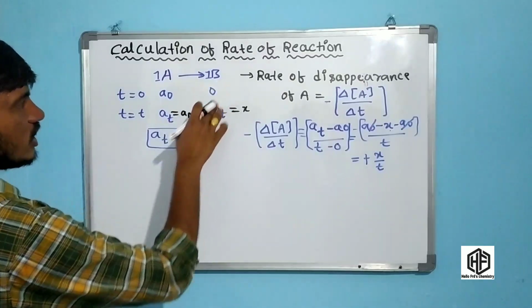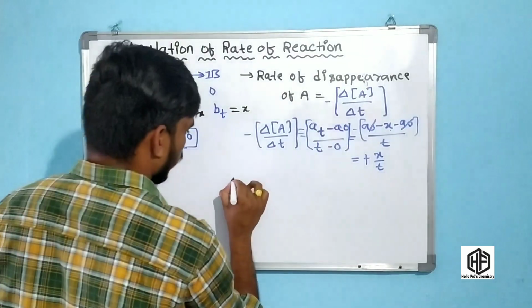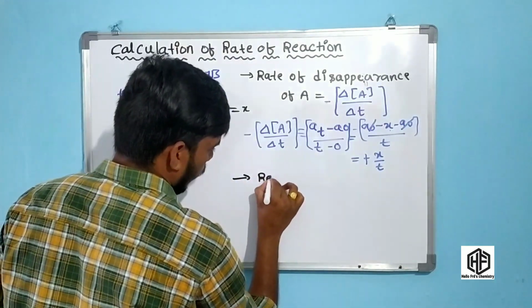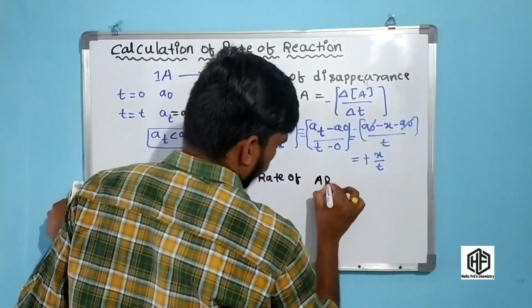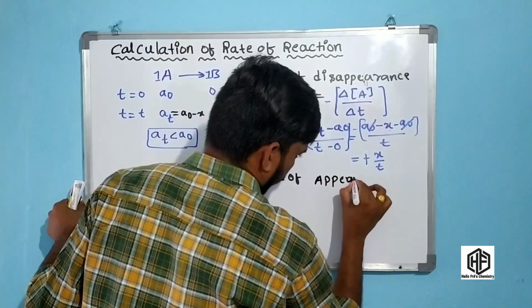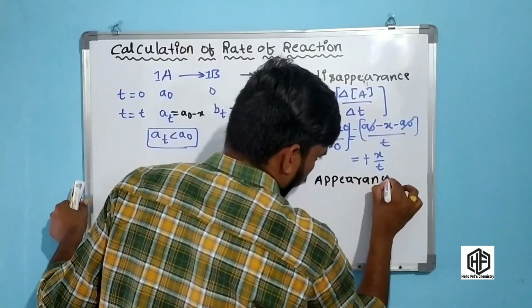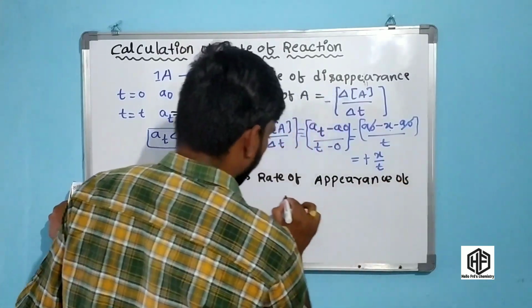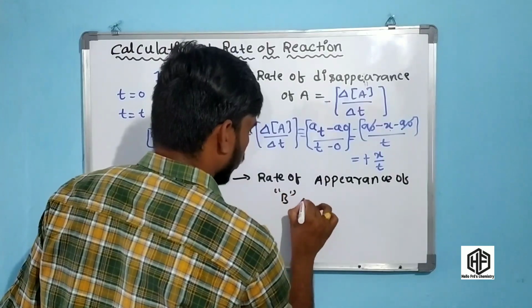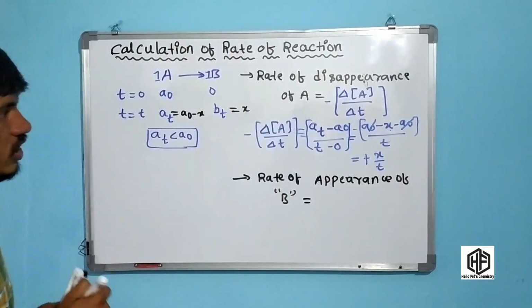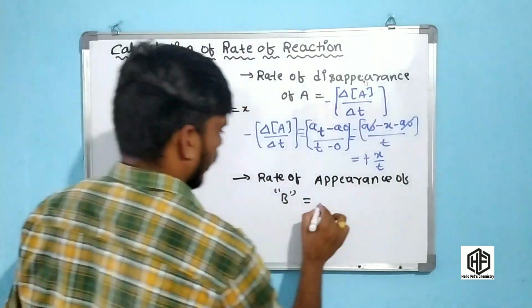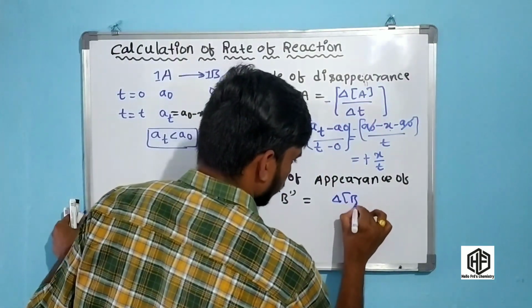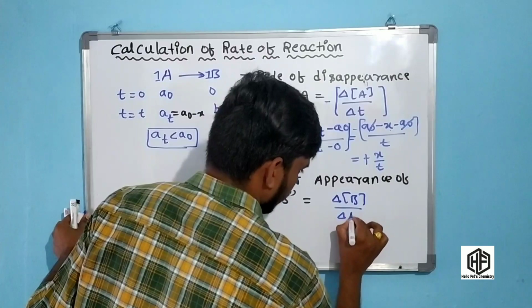Next one is the rate of appearance. Friends, rate of appearance of B. Rate of appearance of B is equal to the change in concentration of B by change in time.